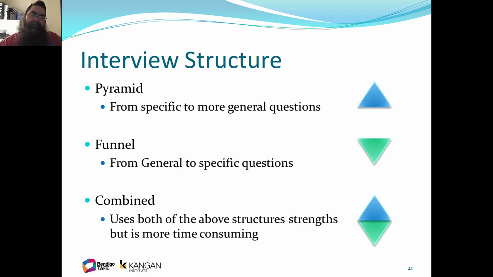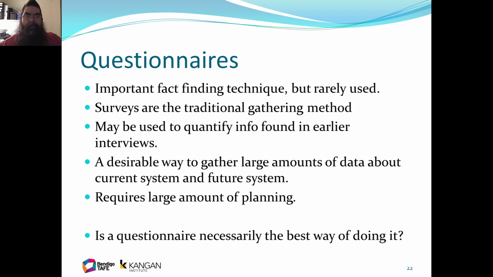The structures of the interview: starting from specific questions to more general questions is known as a pyramid structure. The next one is a funnel, where you start with generic questions and then hone in on specific questions. The most time-consuming of these structures is a combination of both, where you use both funnel and pyramid questioning, and that takes a lot more preparation and time.